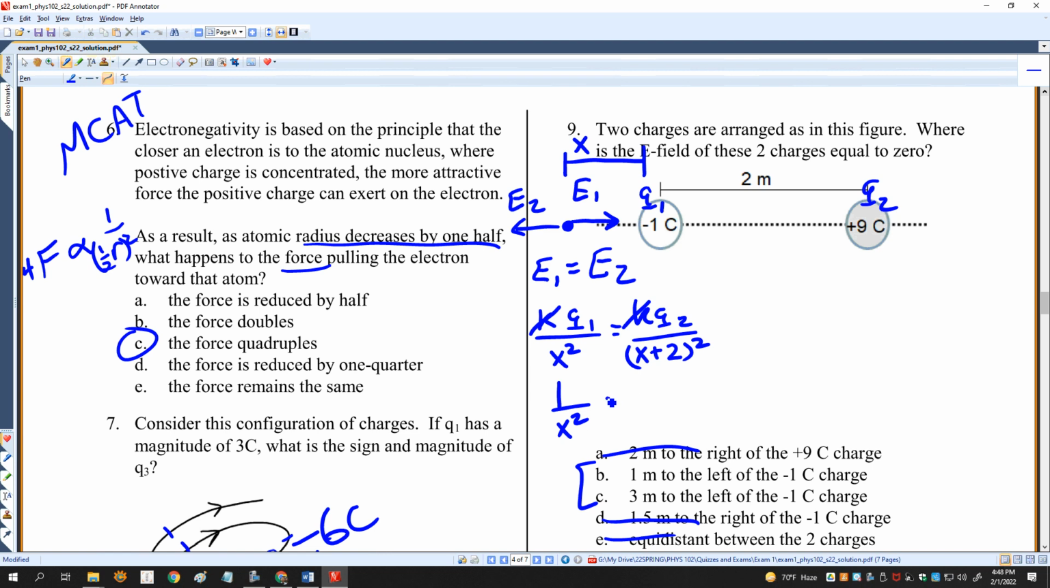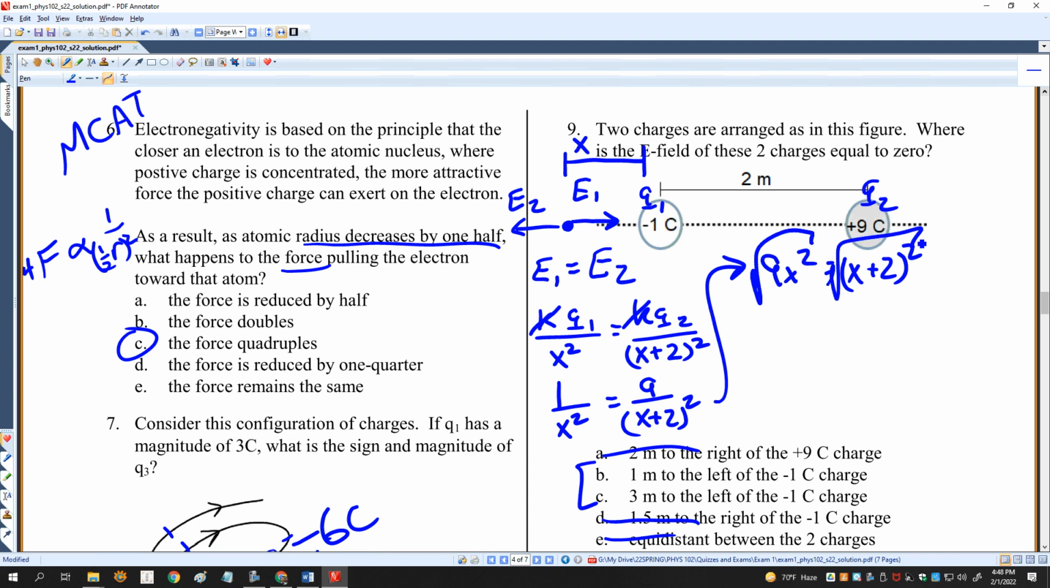And Q2 is equal to 9 over (x + 2) squared. Solving this, I get 9x squared equals (x + 2) squared. I can square root both sides. Fortunately, I made the numbers nice and easy for you. So I get 3x equals x + 2, so 2x equals 2, so x equals 1 meter. All right, so the answer will be B.